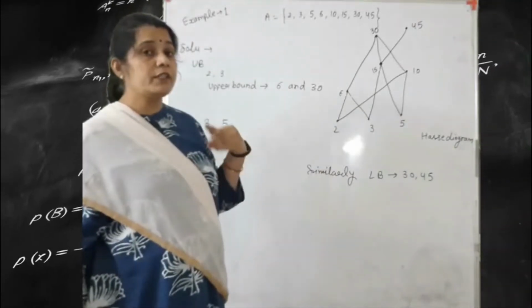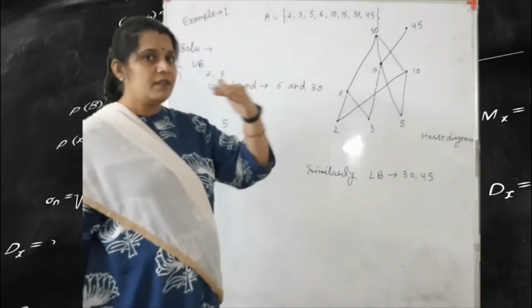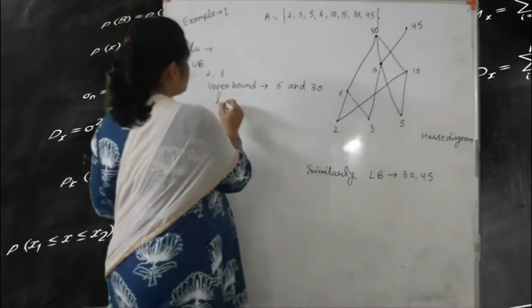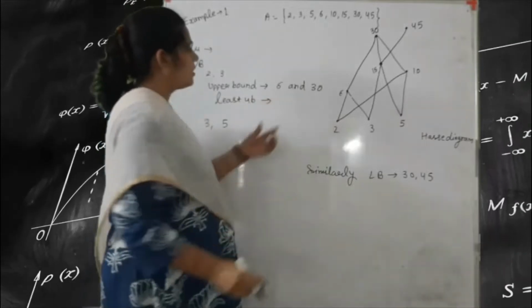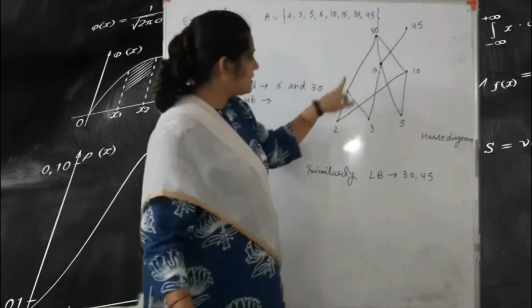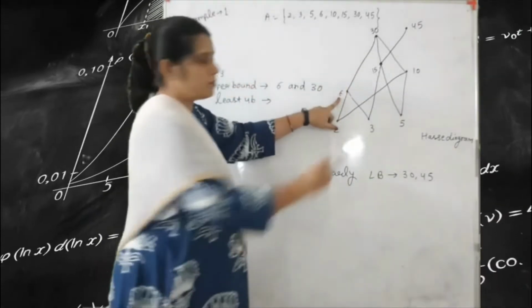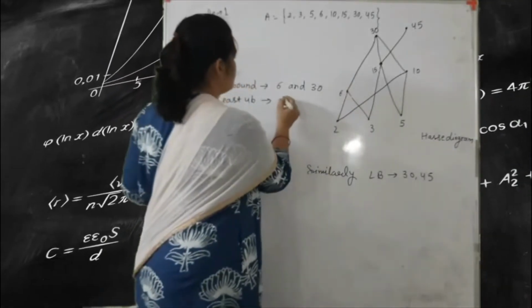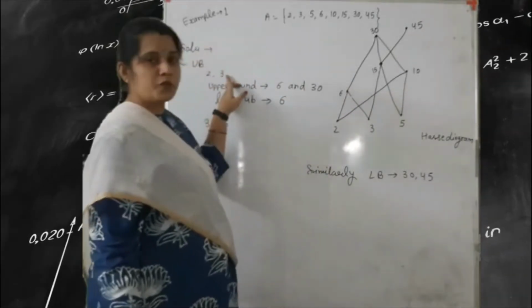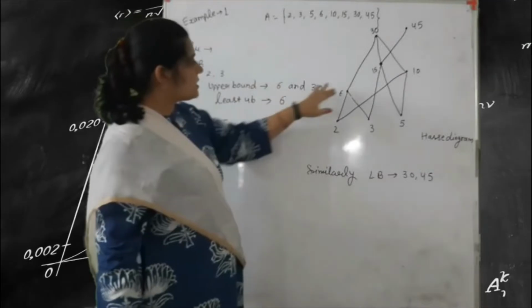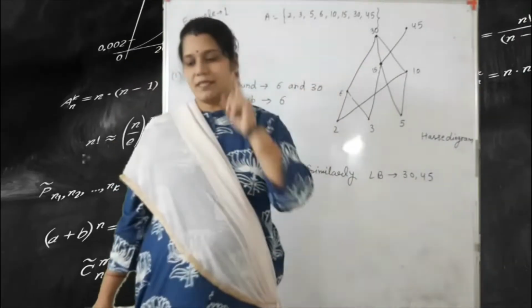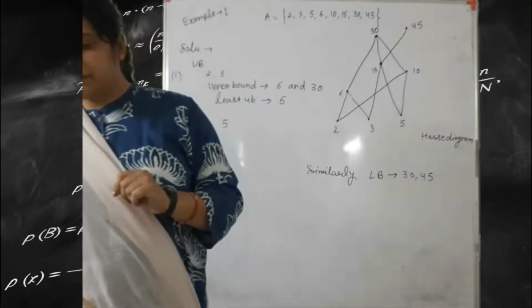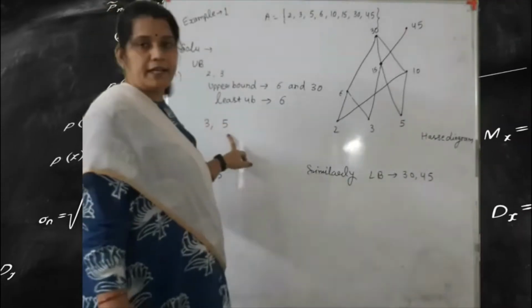But according to the upper bound, we find the lowest value. So the least upper bound is equal to what? According to 6 and 30, what is the lowest? The lowest point is this point, so this is the 6. So according to 2 and 3, the upper bounds are 6 and 30, but the least upper bound is equal to 6. Okay. Next example is 3 and 5.